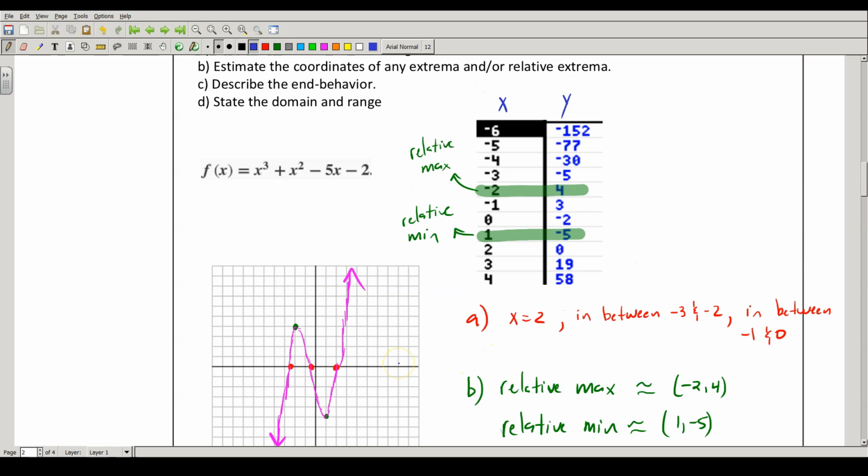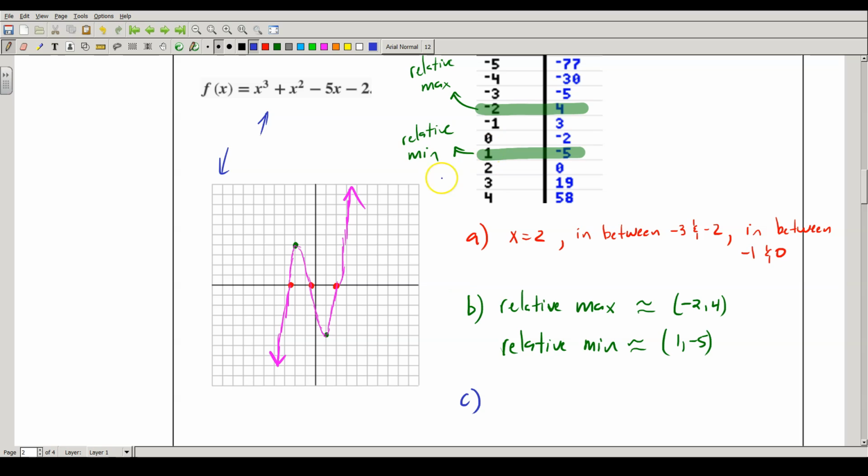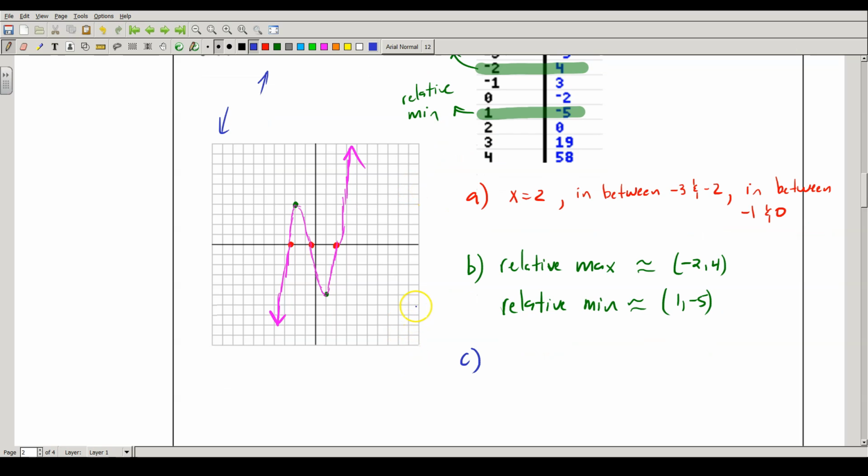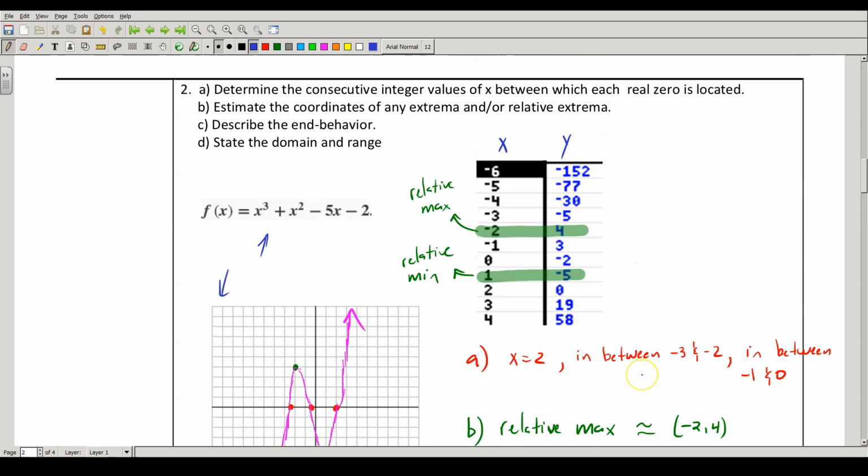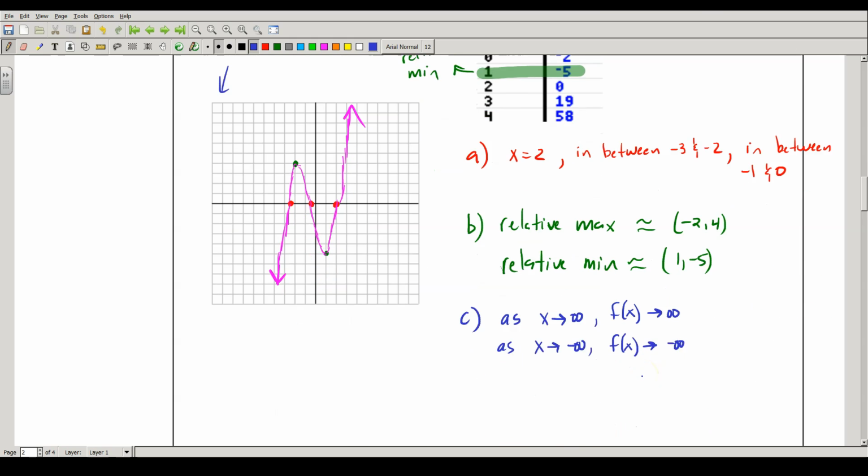This is an x cubed, so I know the end behavior, and the leading coefficient is 1. I know the end behavior is going up right and down left, just from before, and we can see that with our sketch here. But if we write that out in the notation we've been working with, we would say as x goes to infinity, then f of x also goes to infinity, and as x goes to negative infinity, f of x goes to negative infinity. So we should be able to write that, and then D is state the domain and the range.